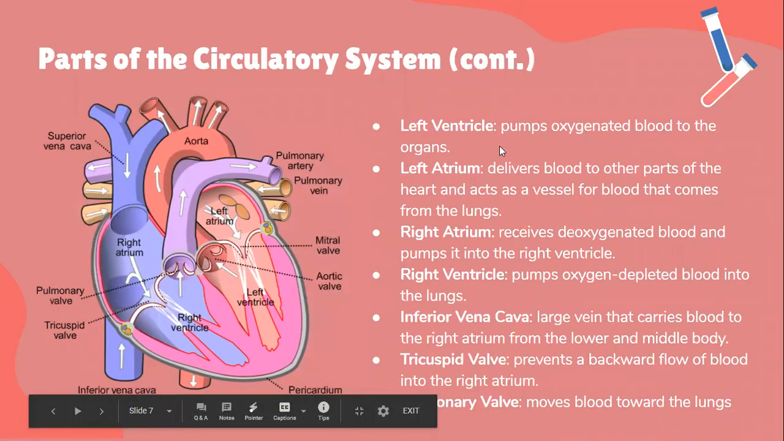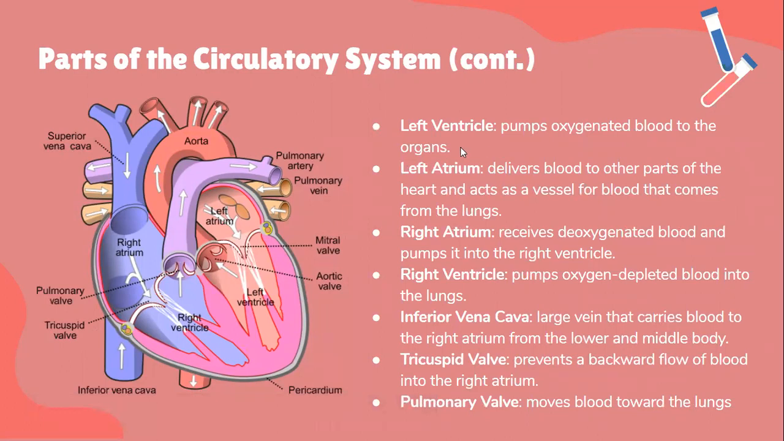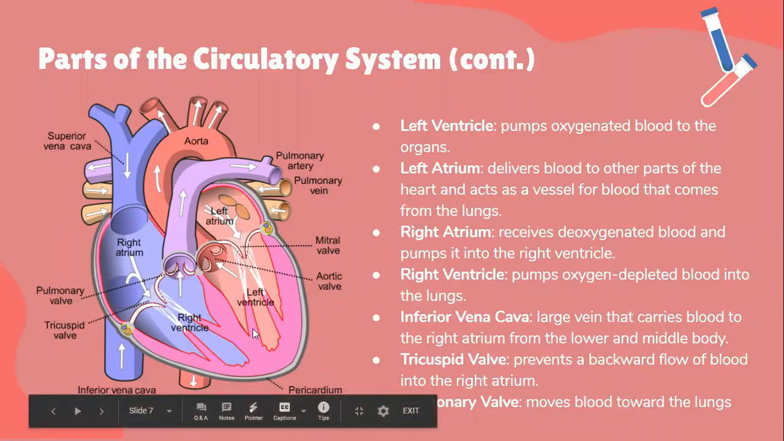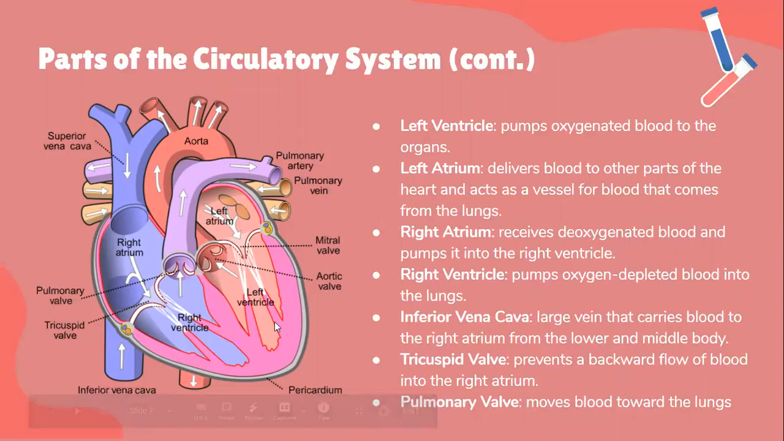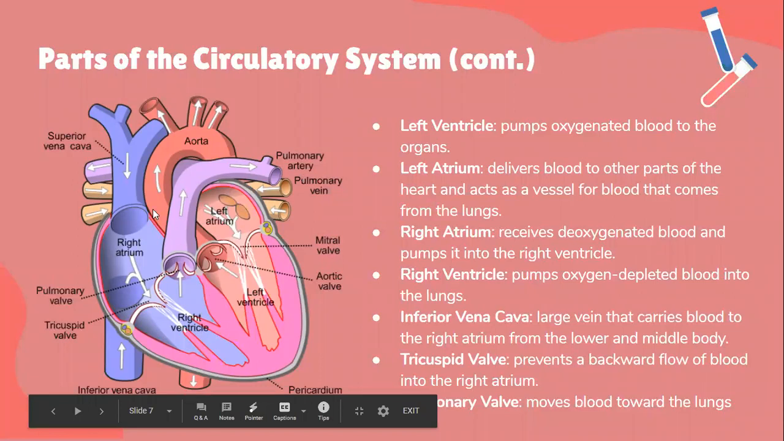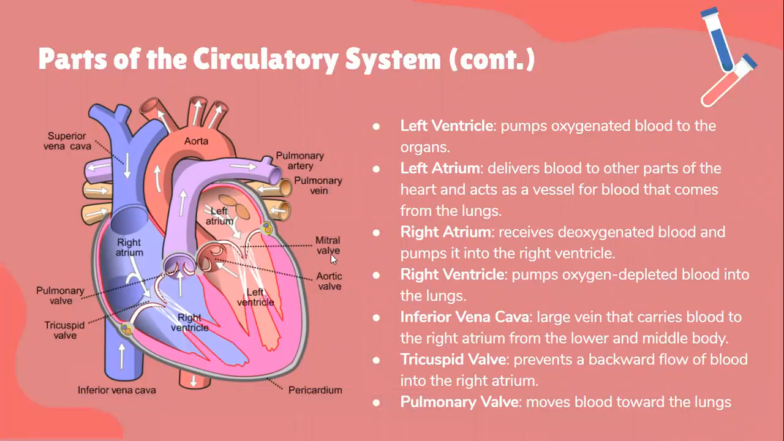And then here are some more parts. The heart has a lot of tubes, a lot of parts. Now we've got the left ventricle, which is this part. Remember, the ventricles are always the ones below the atria. They're the bigger ones. As you can tell, the atria are smaller and they're divided by valves. The left ventricle pumps oxygenated blood, so blood with oxygen, to the organs. And then the left atrium, which is right above that, delivers blood to other parts of the heart and acts as a vessel for blood that comes from the lungs.